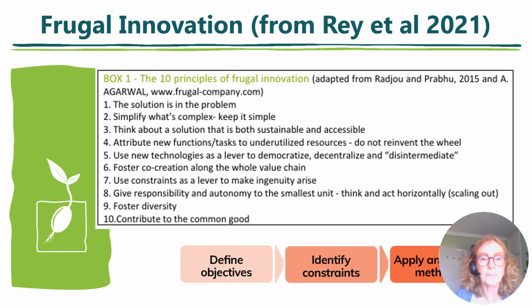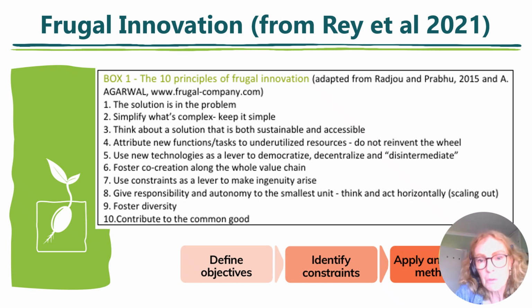And these are 10 principles of frugal innovation that underline these three steps. The solution is in the problem. Simplify what's complex, so keep it simple. Think about solutions that are sustainable and accessible. So these are all the principles that should be kept in mind when designing an on-farm cultivar evaluation network. So of course, not reinventing the wheel. So think about resources already to hand and how those can be used within your cultivar evaluation network. Use new technologies as a lever.